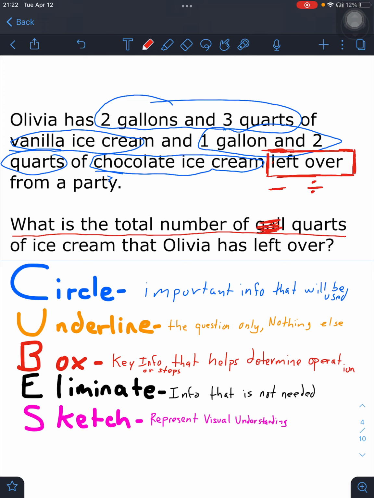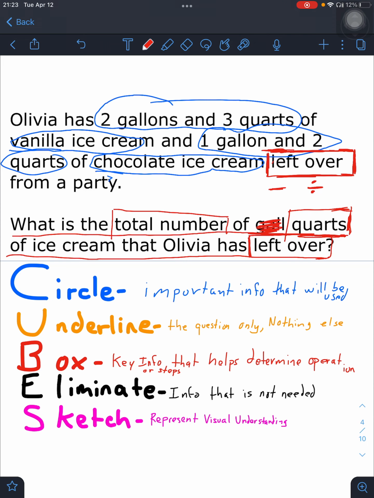Looks like this is a typo. Okay. What is the total number of quarts of ice cream that Olivia has left over? Here we have leftover once again. What is the total number? Key information, quarts. Extremely important. They do not want the answer in gallons and quarts. They just want the answer in quarts.